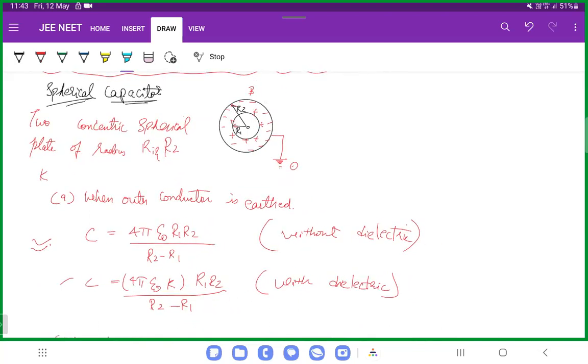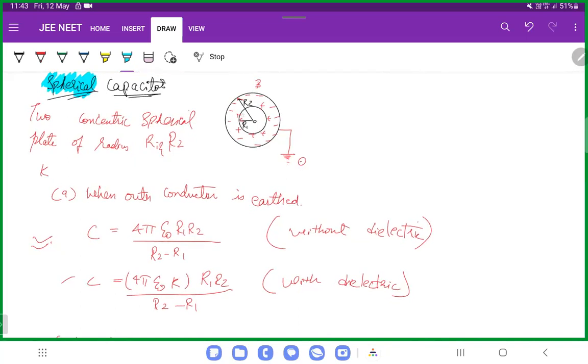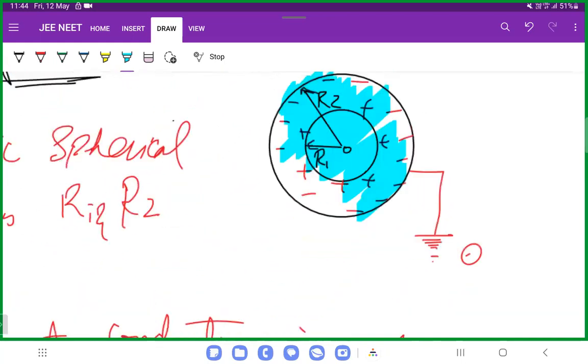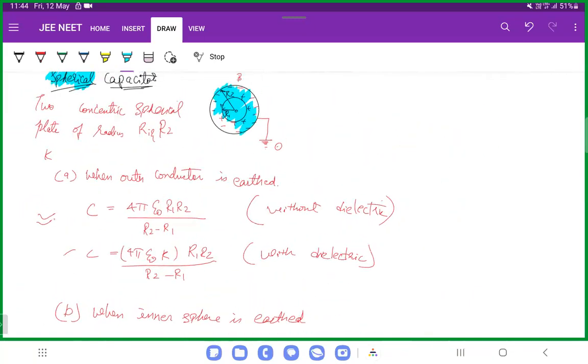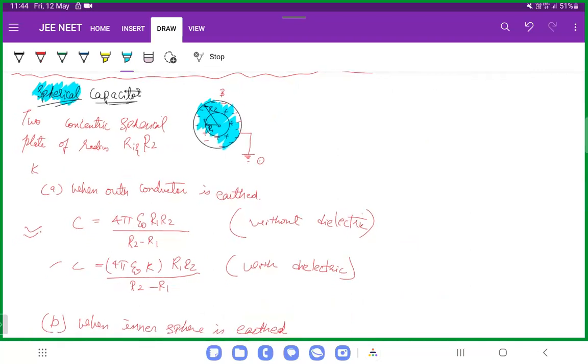Okay. Spherical capacitor. There are two concentric spherical plates. Can you see here? One with radius R1 and another with radius R2. So if the outer one is earthed, earthed means it is connected to zero potential. Earthed doesn't necessarily mean zero, it is actually accepting all charges. So most of the time we'll consider that as a negative charge, and at zero potential.